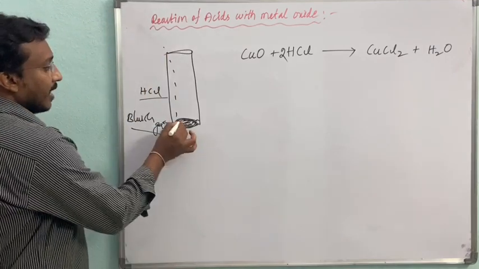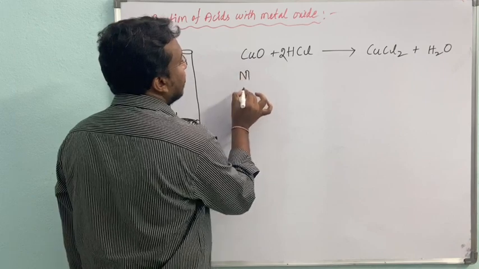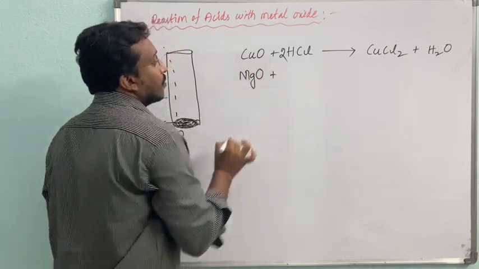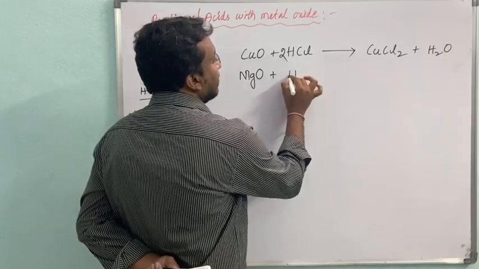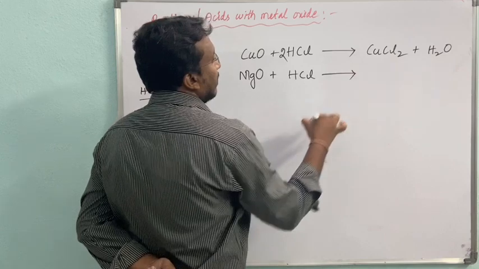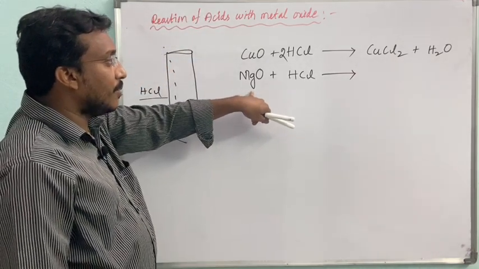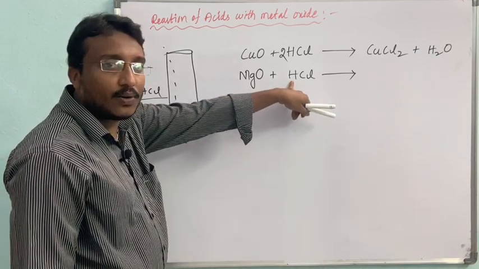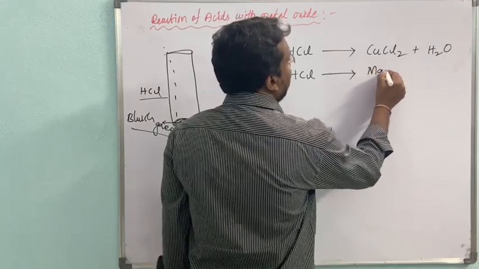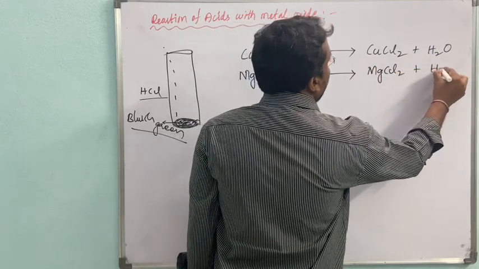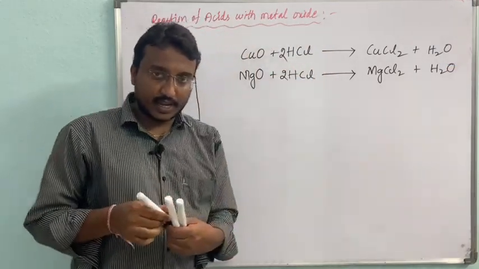Okay, right. Instead of that, I have taken magnesium oxide and HCl. When the reaction takes place between magnesium oxide and hydrochloric acid, it gives the product magnesium chloride and water. Magnesium chloride and water.